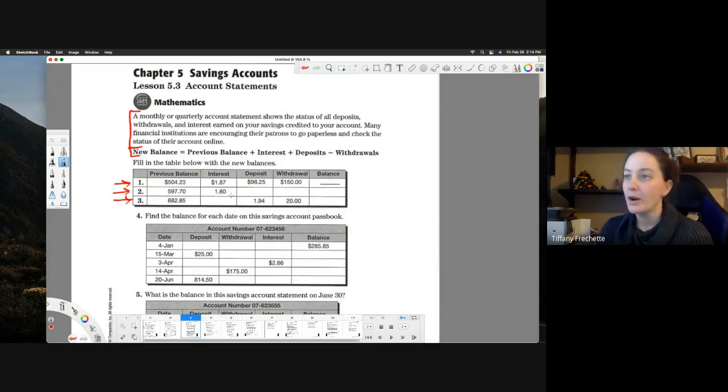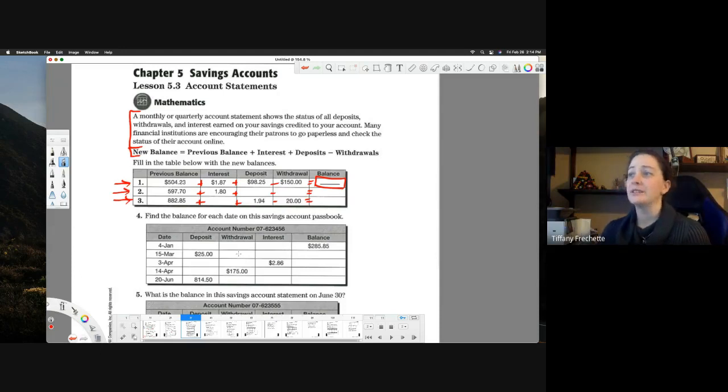So we're just going to go across. Here's my previous balance. I'm going to add my interest, add my deposits, subtract my withdrawals, and then I'm going to write my account balance, boom, boom, boom, right there. Okay, so same thing. You're just adding, subtracting, adding, subtracting. And that equals this last column. So I'm not going to do that math for you. I think that's definitely something you guys can figure out.